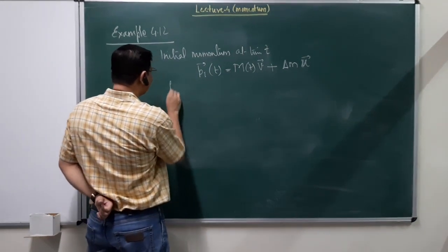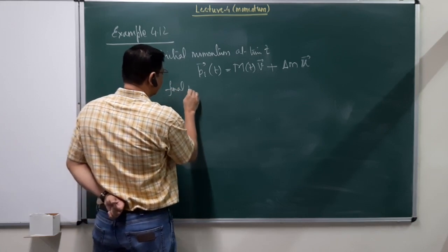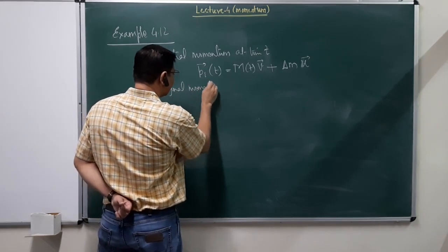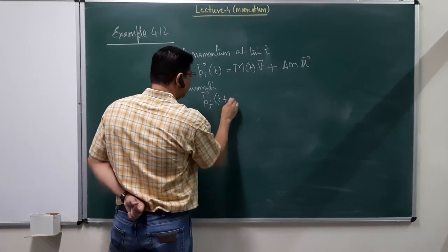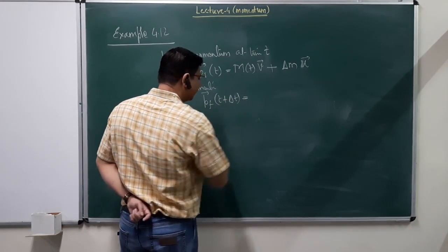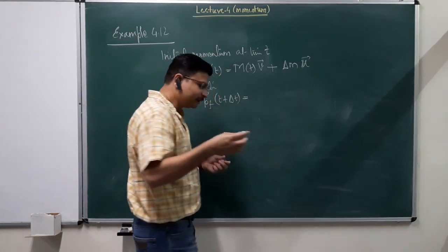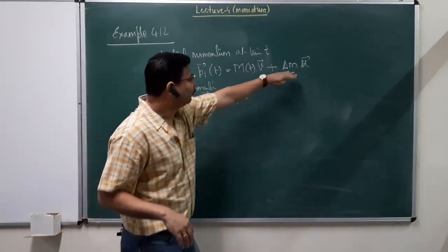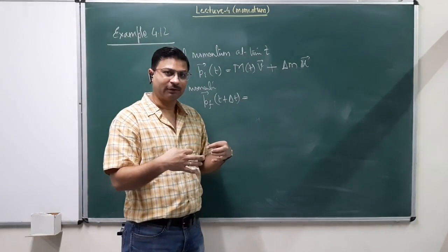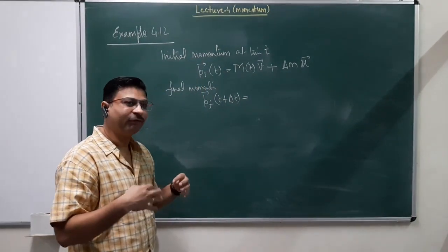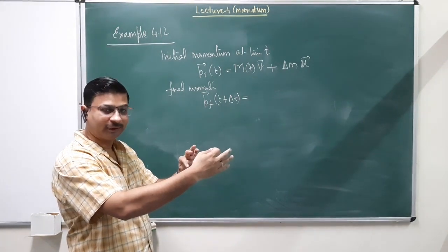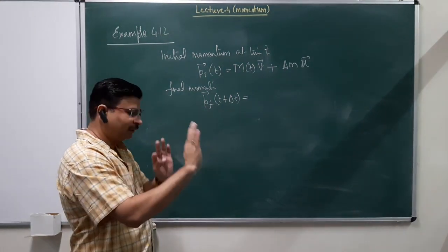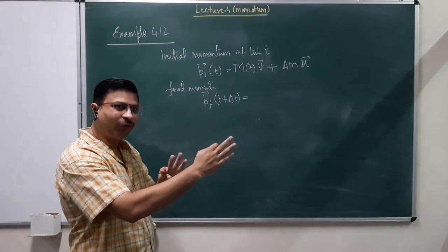And now the final momentum, at t plus delta t. So in a short interval delta t, this amount of mass has now accumulated on the rocket, right? And the condition that we want is that the rocket keeps moving with the same velocity. Rocket keeps moving uniformly, right?